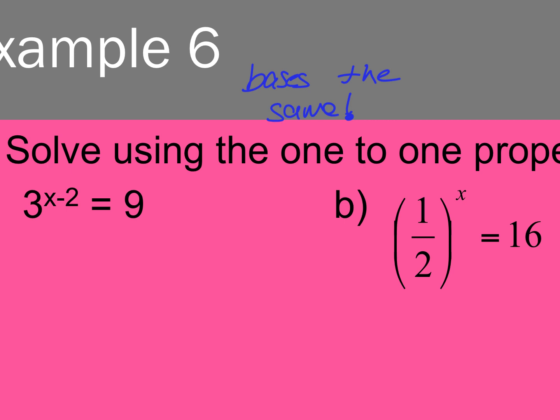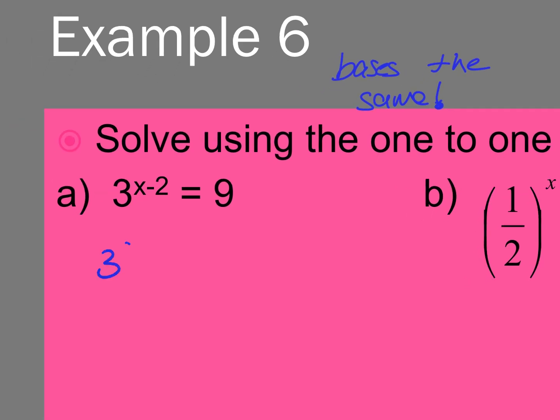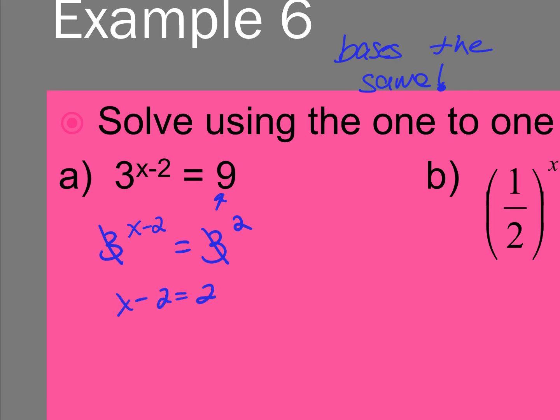Can I break down 3? Can I rewrite 3 a different way that uses a base and exponents? No, right? So I'm just going to rewrite this as 3 to the x minus 2. Can I rewrite 9 as a base and an exponent? Yeah. 3 squared. Do you agree that 3 squared is the same as 9? Do you notice now that the bases on either side of the equal sign are the same? Once you get that, you can cross out the bases and set the exponents equal to each other. So x minus 2 equals 2.